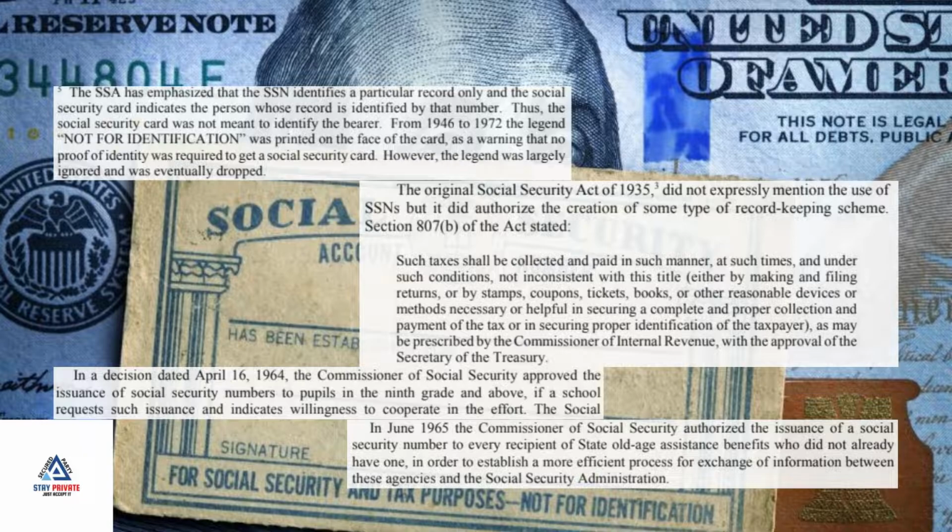From 1946 to 1972, the legend "Not for Identification" was printed on the face of the card, as a warning that no proof of identity was required to get a Social Security card. However, the legend was largely ignored and was eventually dropped.